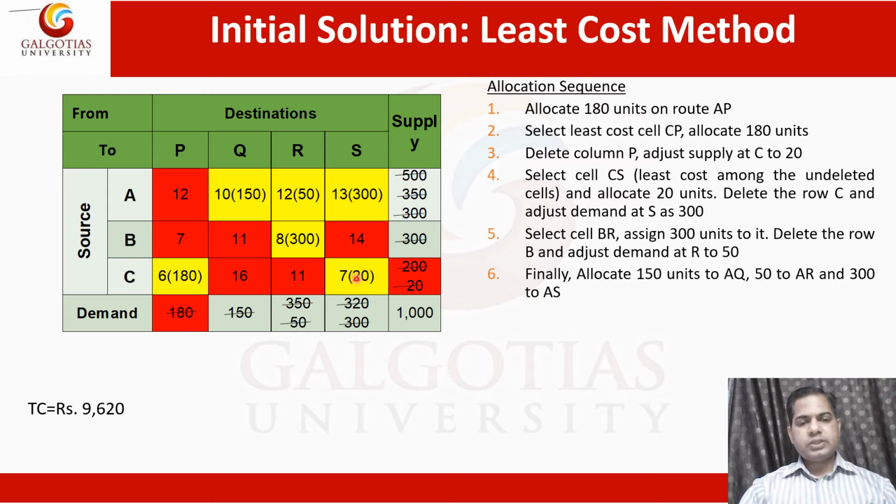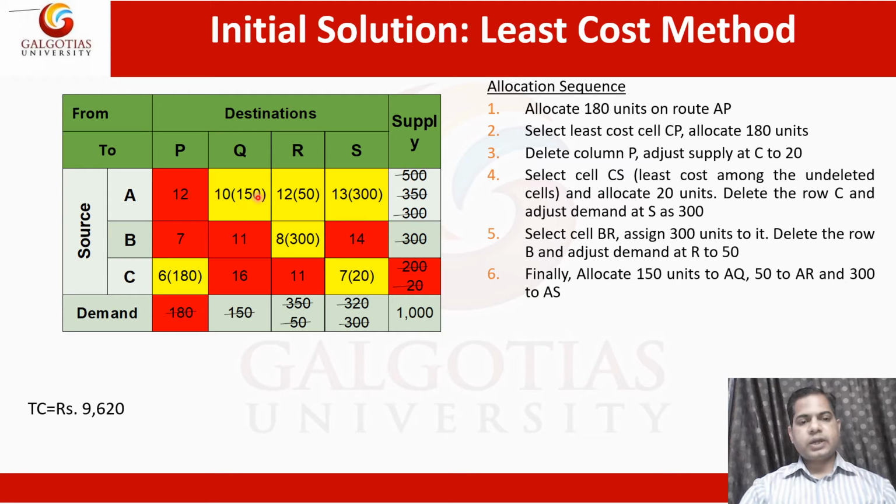Now after giving this 20, the supply of C is over. That means I have highlighted these as red cells, so I cannot give any other allocation there. After giving these 20 units, the remaining demand of S would be 300. Now this column and this row are over. I have only these 6 values left.